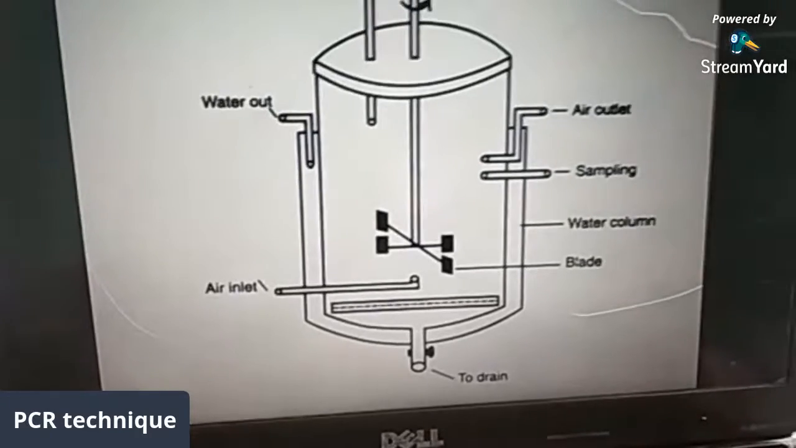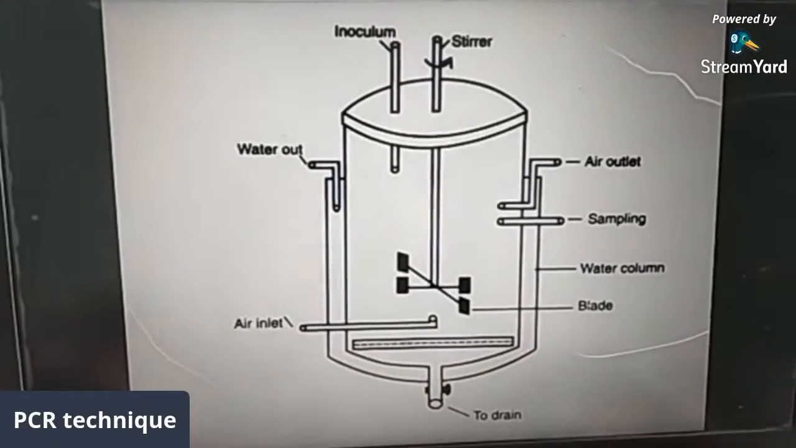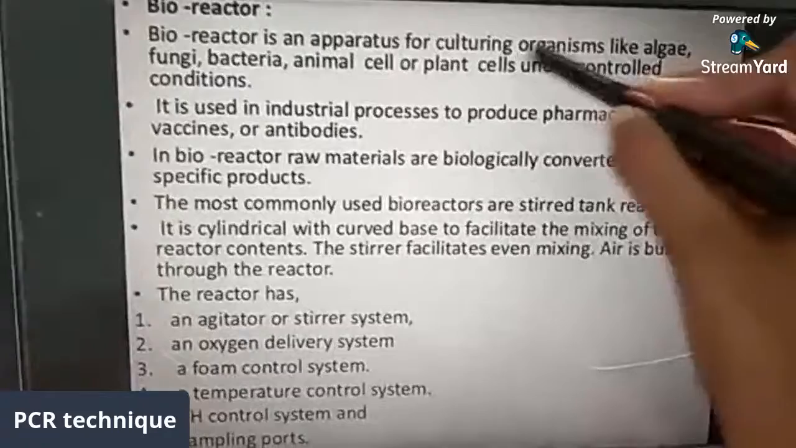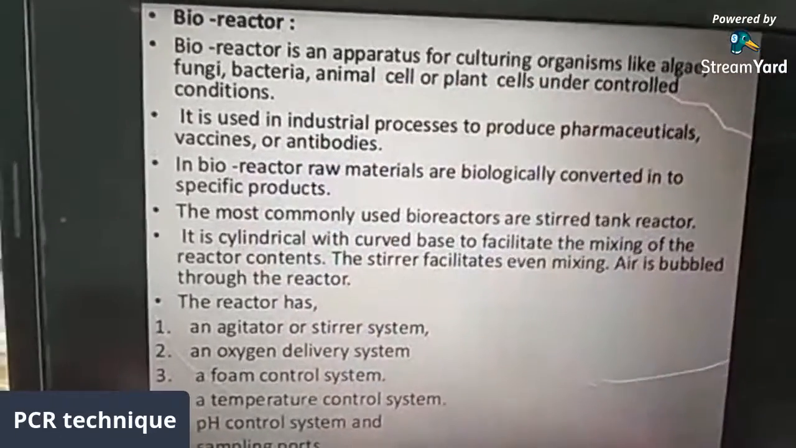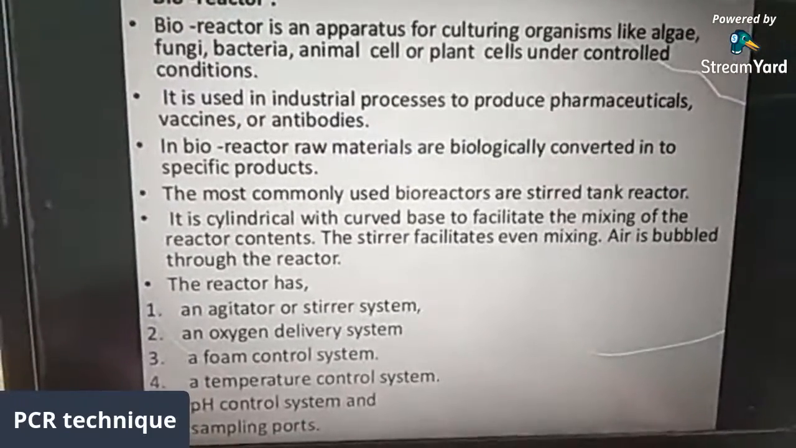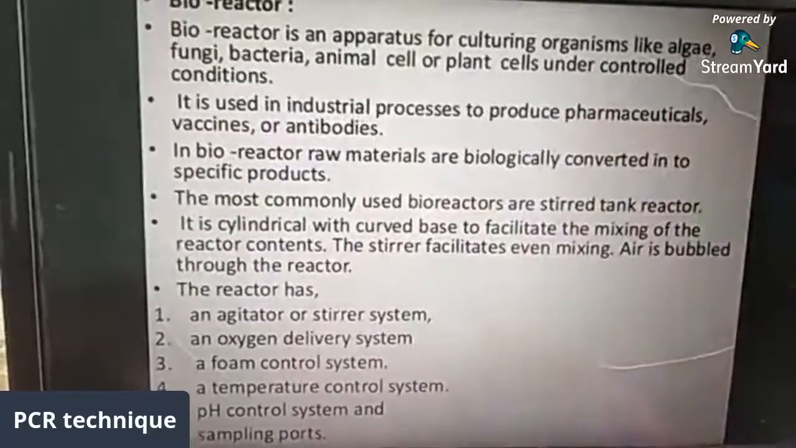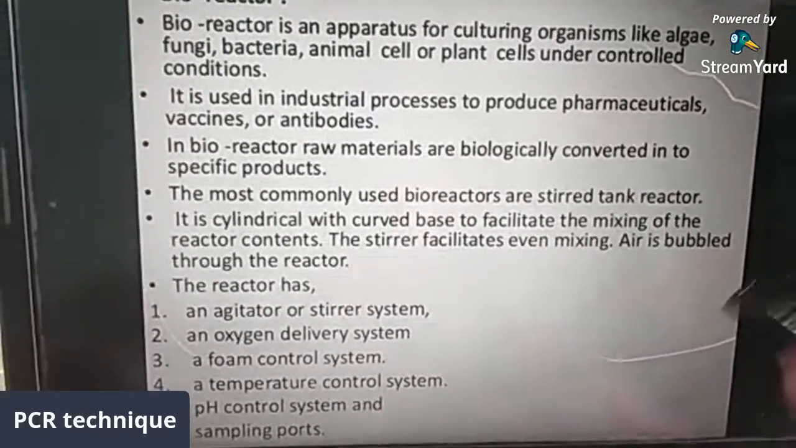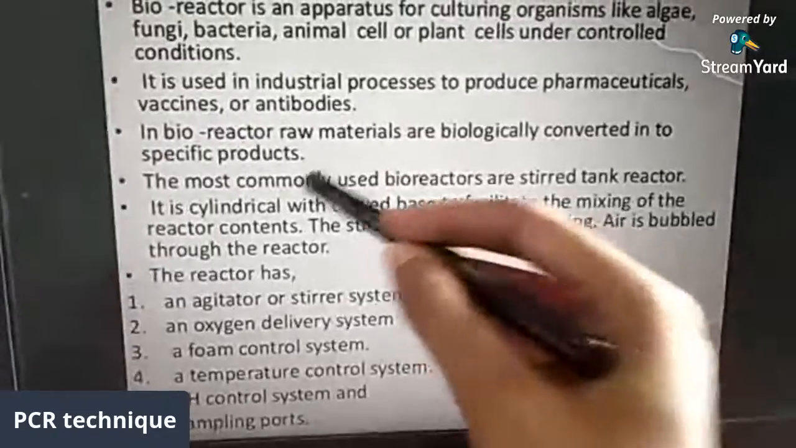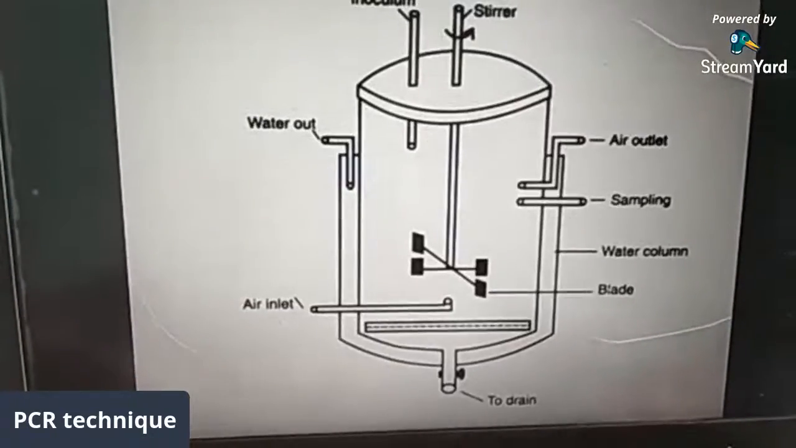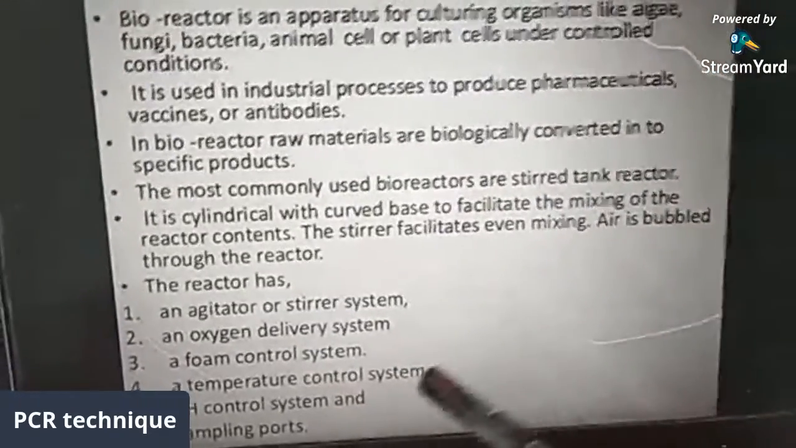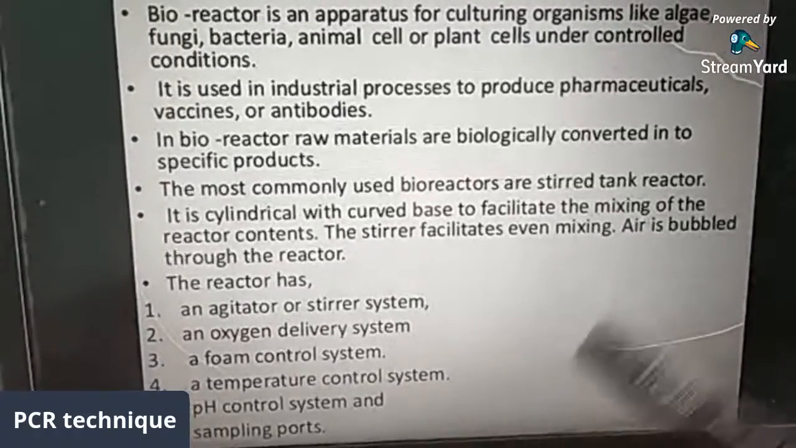Okay. So this is the bioreactor, the last raw material of the RDT technique. Bioreactor is an apparatus for culturing organisms like algae, fungi, bacteria, animal cells or plant cells under controlled conditions. Okay. It's used in industrial processes to produce pharmaceuticals, vaccines or antibodies. In a bioreactor, raw materials are biologically converted to specific products. Okay. The most commonly used bioreactor is the stirred tank reactor. Look, this is the structure of the bioreactor. This is the stirred tank reactor, and this bioreactor has some specific functions.